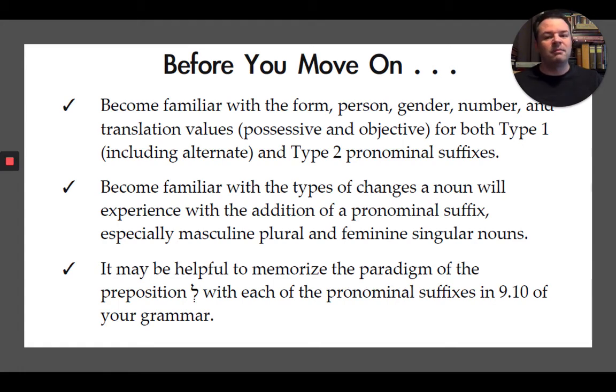Notice it doesn't say memorize. Become familiar with the types of changes that happen, but really focus more on the similarities, right? Focus more on the similarities. It may help to memorize the paradigm for the preposition lamed, meaning to or for, because that is really what you'll see as the main pattern.